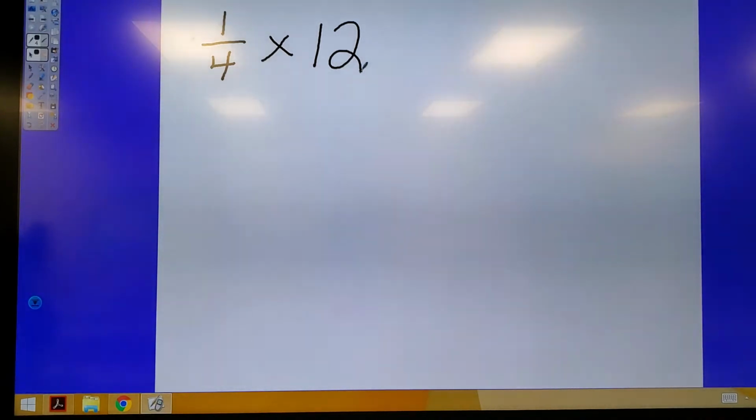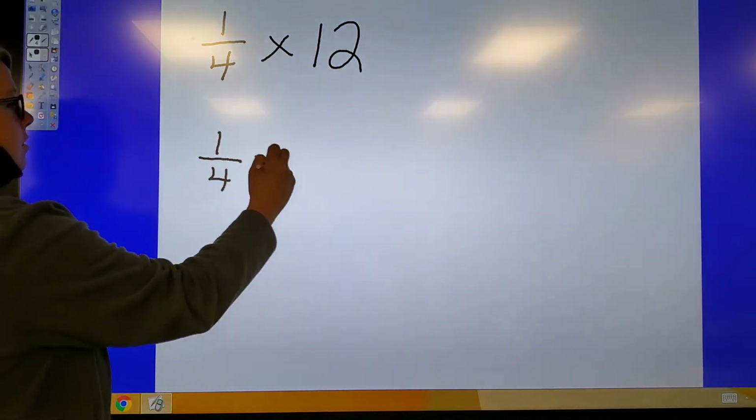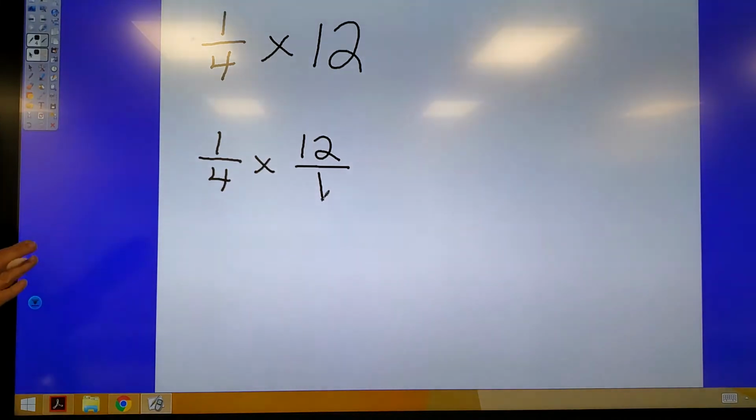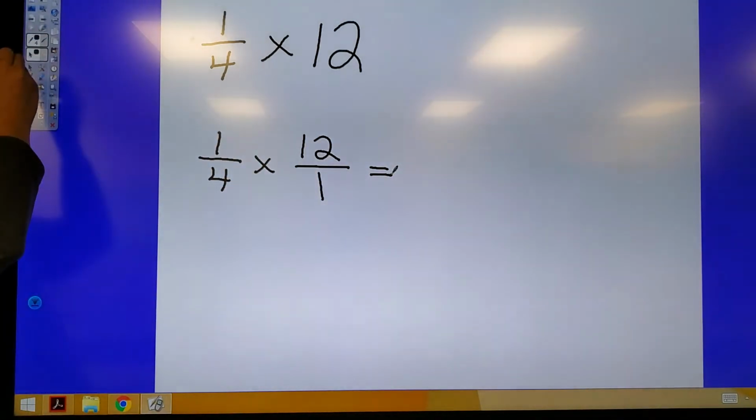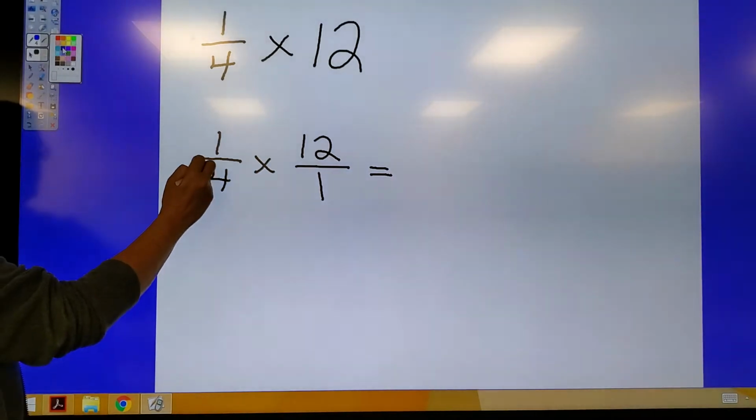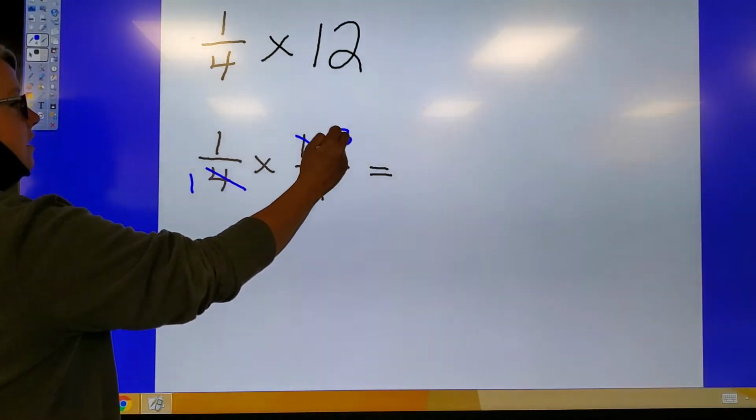Does anyone remember what to do here, Ari? Put it over 1. Put what over 1? Good. So anytime you have a whole number, you rewrite the whole number as a fraction by putting it over 1. Okay, always. So now before I start multiplying, I'm going to look to see, can I cross reduce? Can the 4 and the 12 be divided by anything? Yes. What can they divide by? 4. 4 divided by 4 is 1. 12 divided by 4 is 3.